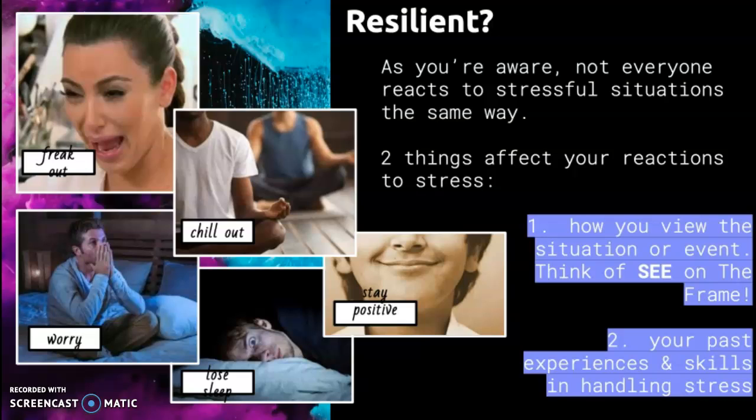So, resilient. As you're aware, not everyone reacts to stressful situations the same way. There are two things that affect your reactions to stress. The first one is how you view the situation or event. Think of the C corner on our frame. And the second one is your past experience and skills in handling stress.